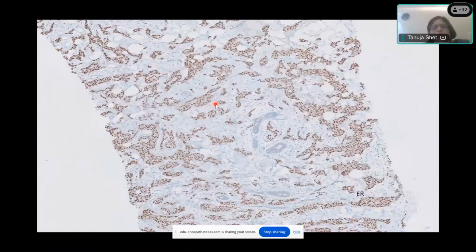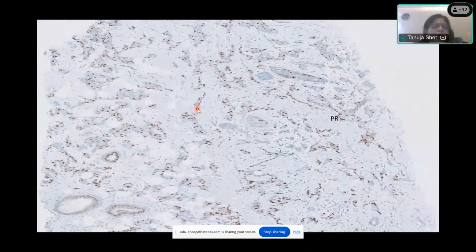Now, this is the ER. What would you grade this ER like? Positive. 8 by 8, ma'am. Absolutely perfect. Do you want to give all the score details here? 8 by 8. Correct. 8 by 8, yes, so 80 or 90% strong, right? That's how we give the scoring for the ER.